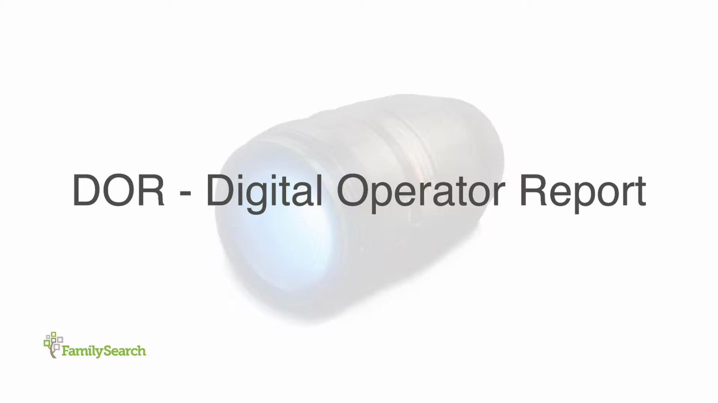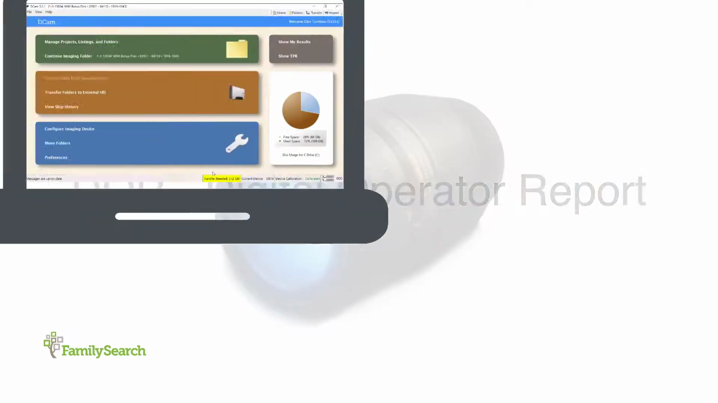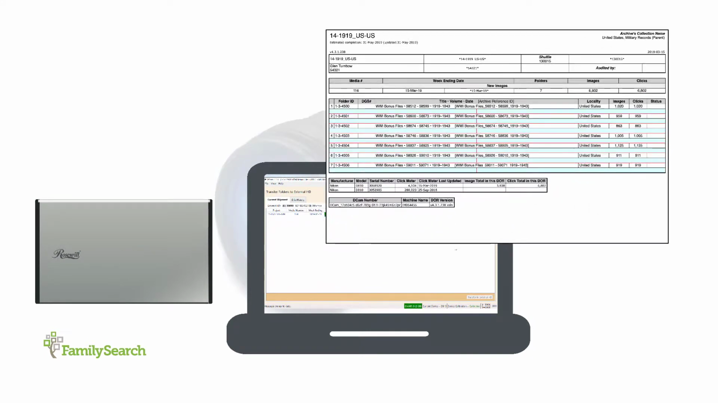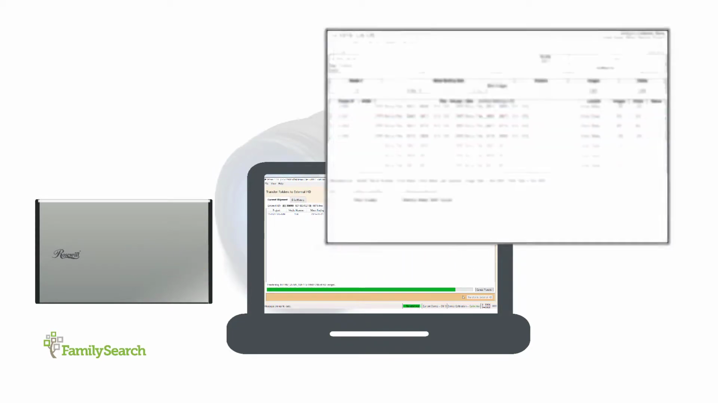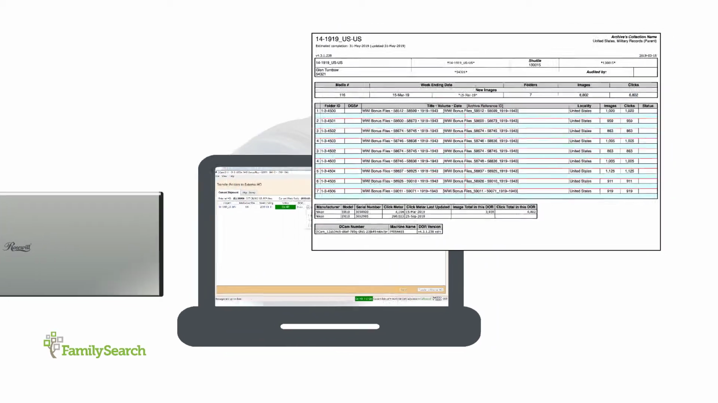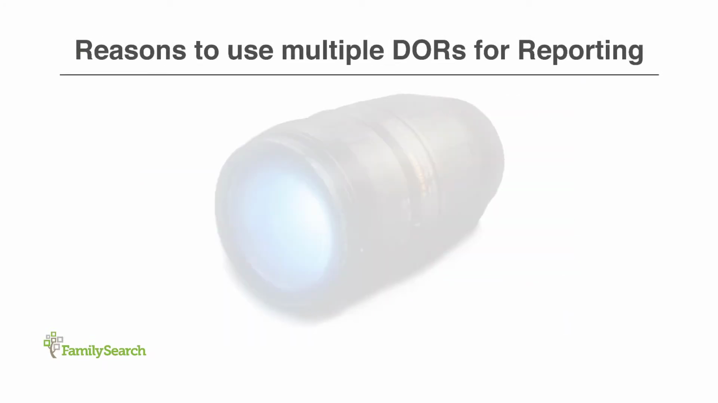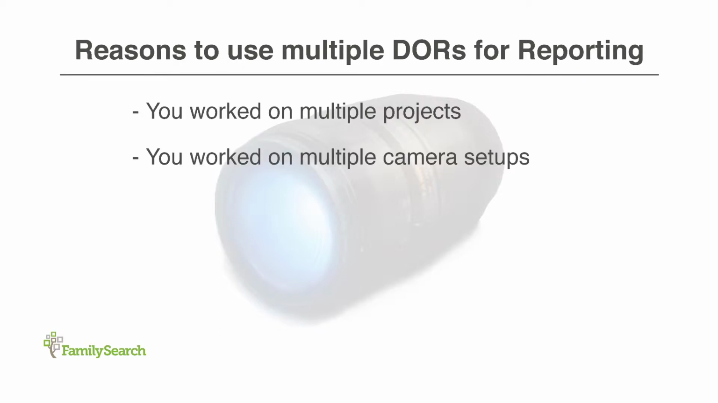The DOR, or Digital Operator Report, is created when you transfer a folder onto an external hard drive. If the previously transferred folders are from the same project when a new folder is transferred, then the DOR will only be updated. Generally, you should have only one DOR a week. The only reasons you will have to record information from multiple DORs are if you worked on more than one project, you worked with more than one camera setup, or you did a rework.